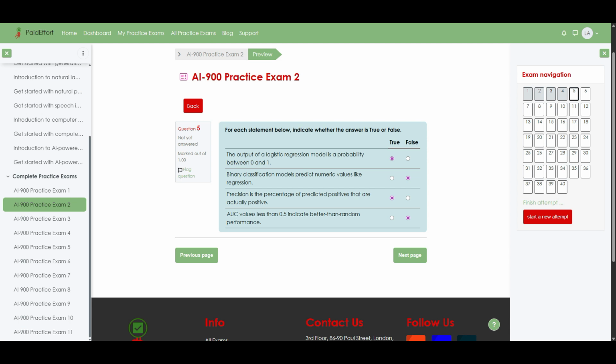Moving on, the third statement is true. Precision tells us how many of the positive predictions made by the model were actually correct. So if your model says 10 items are positive and 8 really are, your precision is 80%. Finally, the last statement is false. AUC, or area under the ROC curve, measures how well a model distinguishes between classes. And an AUC of 0.5 is what you'd expect from random guessing. Values below 0.5 actually indicate worse than random performance, not better. So understanding these metrics helps you better evaluate and improve your classification models in practice.